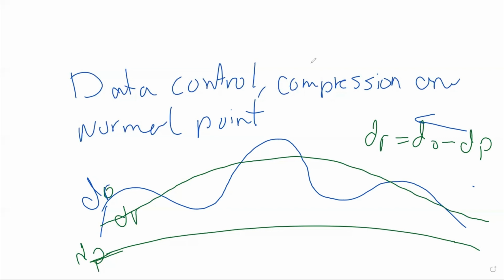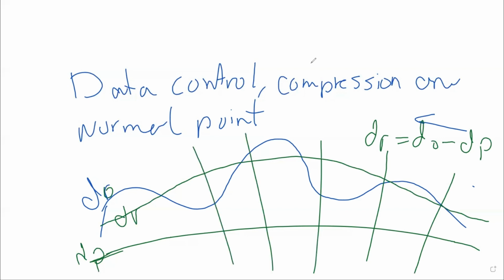Now I try to divide this part into smaller pieces, the smaller classes. Then for each small class, I take an average of the signal. I have, for example, measured these values here over this class and take the average. The average will be somewhere over here. So this average is called normal point. Normal point.